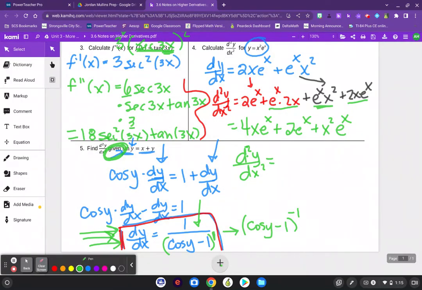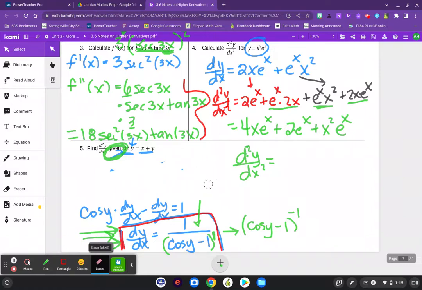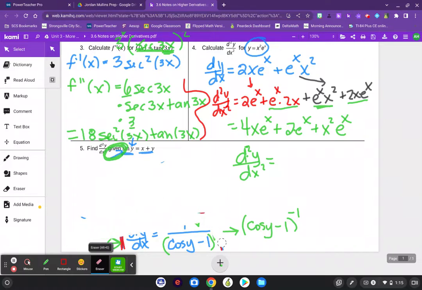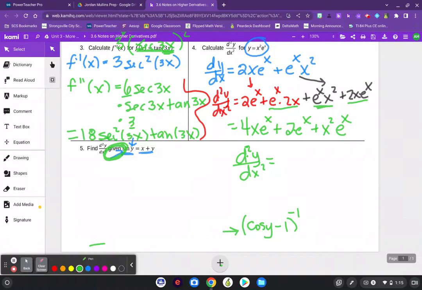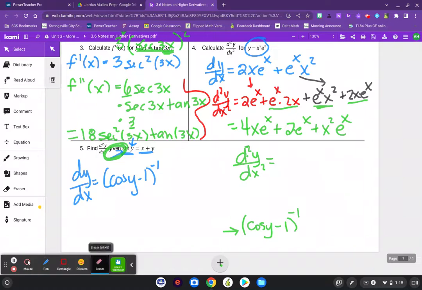I'm going to run out of room, so I'm going to have to erase this. I'm not going to have enough room to do what I want to do. So I'm going to leave that dy/dx is equal to cosine y minus 1 to the negative first, because I do not want to do the quotient rule, but you're welcome to. And if you do the quotient rule, we should end up in the same spot.